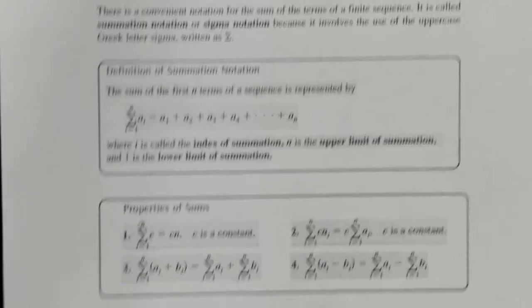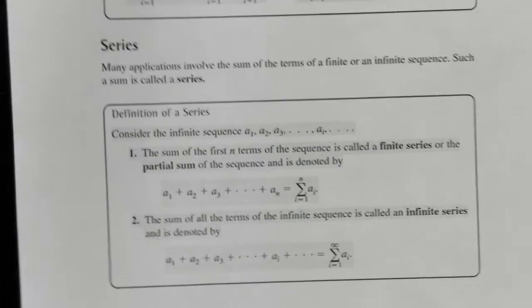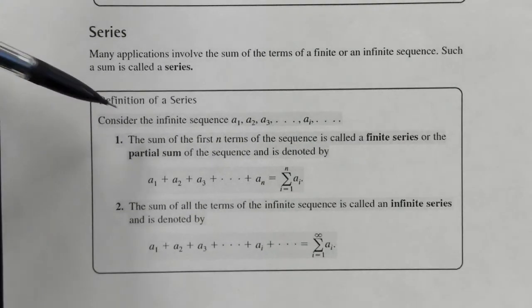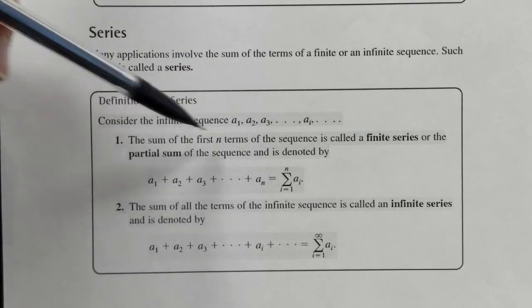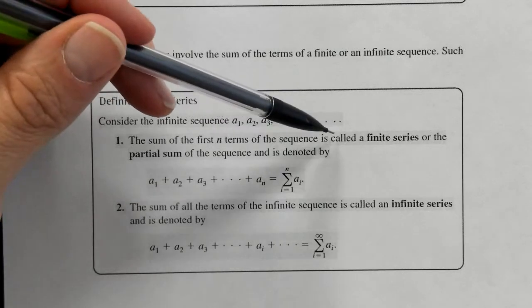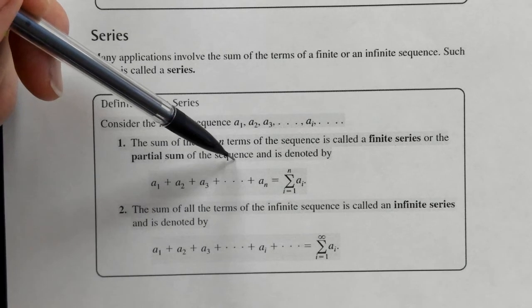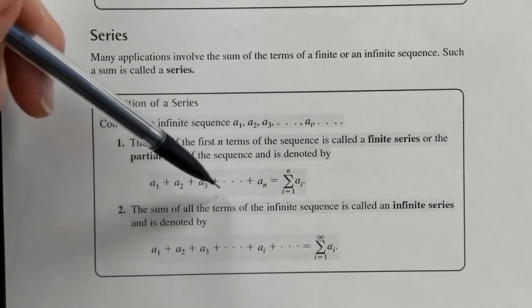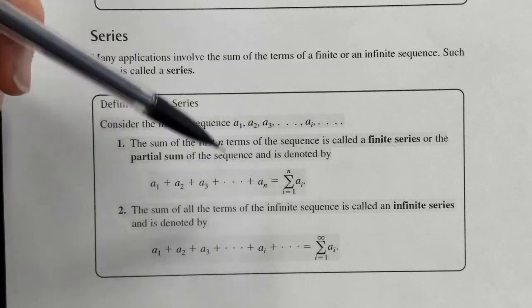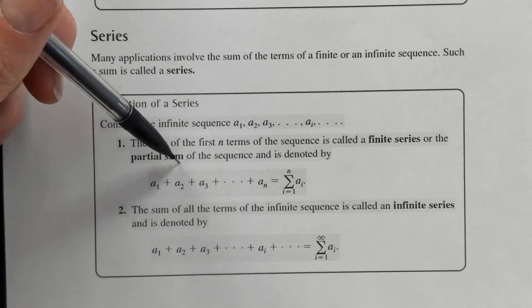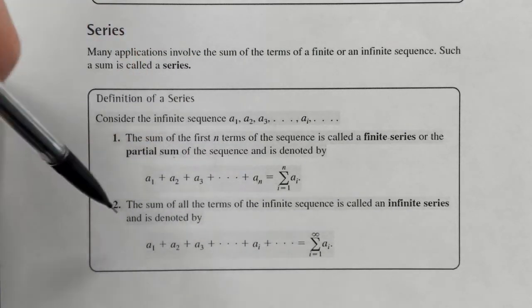All right, so now we move into a discussion on series, and we come to the definition. We have a sequence. The sum of the first n terms of the sequence is called the finite series, or the partial sum of the sequence. So if you're adding up the first several terms, a specific number of terms, that would be the partial sum, or a finite series. A series with an ending point that you're adding up.